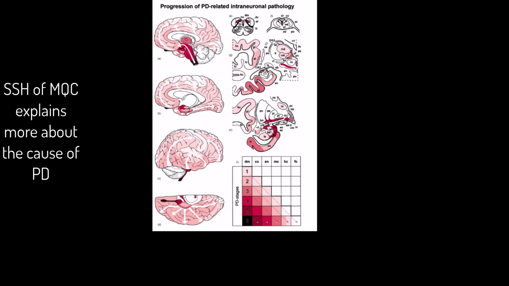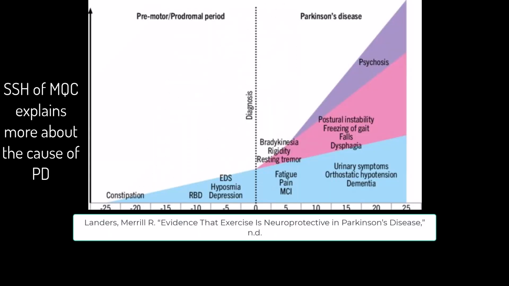The points of initiation are regions of the brain that are susceptible to loss of superoxide sentinel hypothesis of mitochondrial quality control, or SSH of MQC. This susceptibility has to do with exposure to toxins and pathogens via the gut or nasal cavity. The regions of the brain where PD first shows an accumulation of Lewy bodies have large populations of mitochondria, often with little myelination and high energy demands, making them susceptible to loss of MQC.